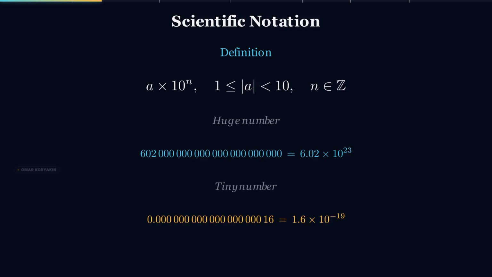Now take a tiny number. The charge of a single electron in coulombs is 0.000000000000000016, 18 zeros after the decimal before the leading one. In scientific notation, that is 1.6 times 10 to the negative 19. The negative sign on the exponent counts how many decimal places we shifted the original decimal point to the right. The negative exponent rule from the previous lesson is what makes this representation work for tiny numbers.